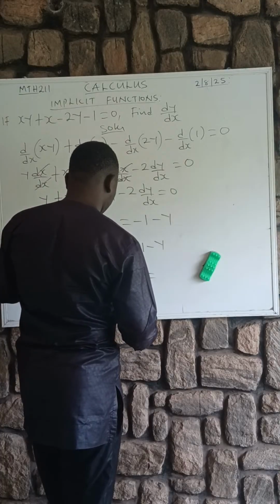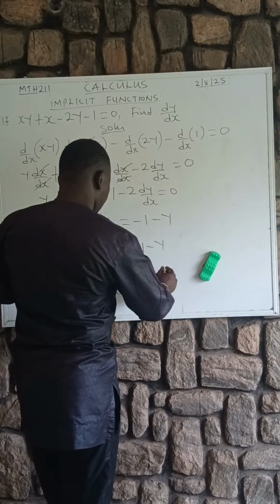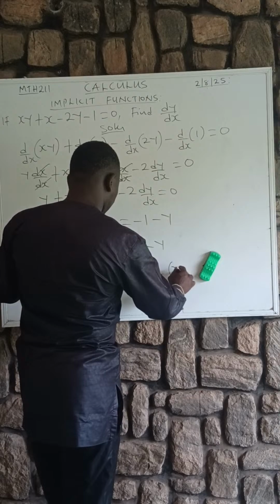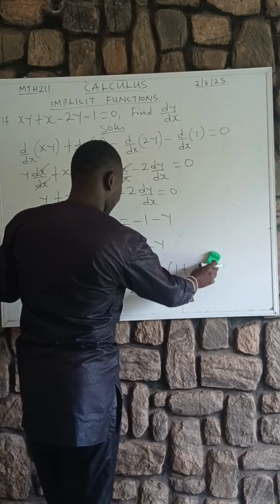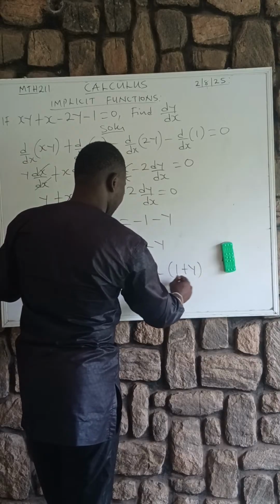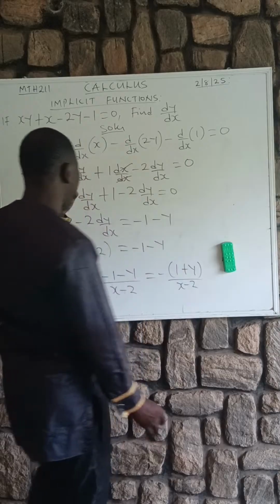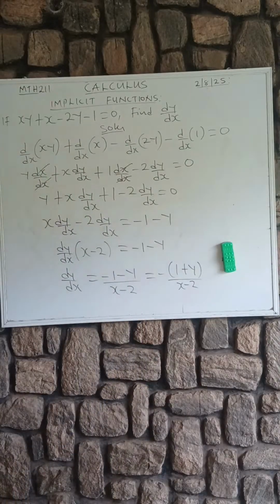Or we can write it this way: minus (1 plus y) all over (x minus 2). Look at the board very well. Are you following?